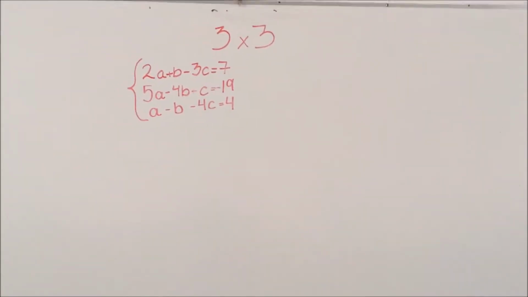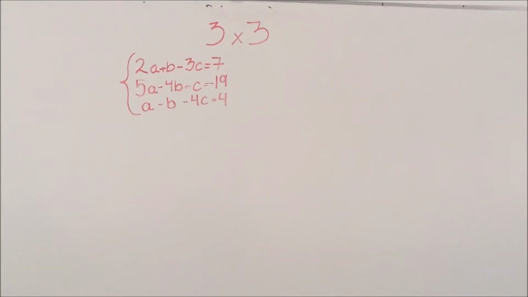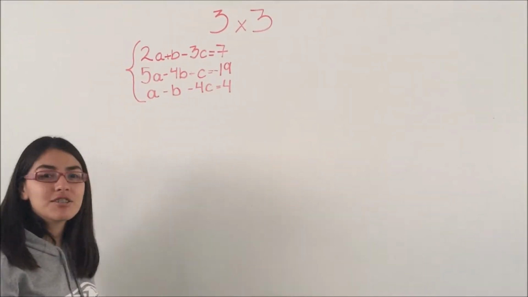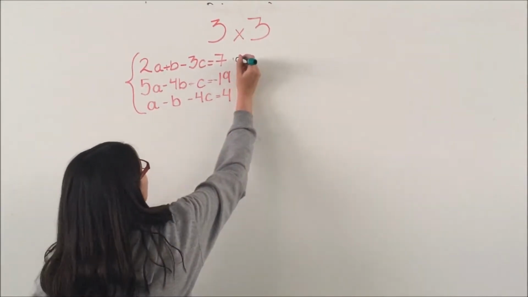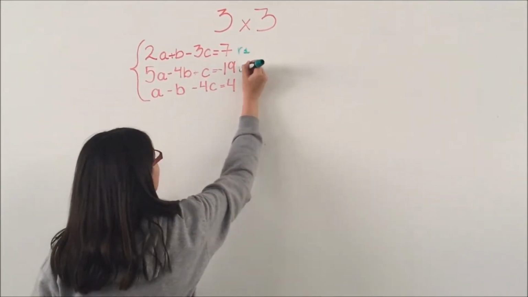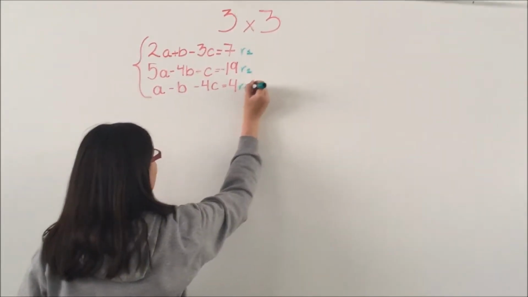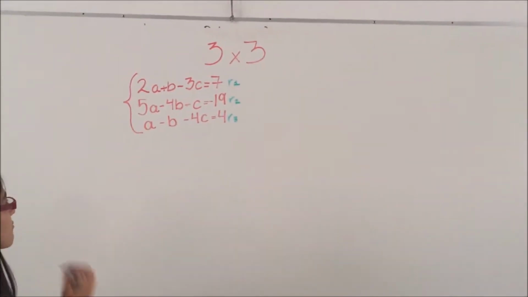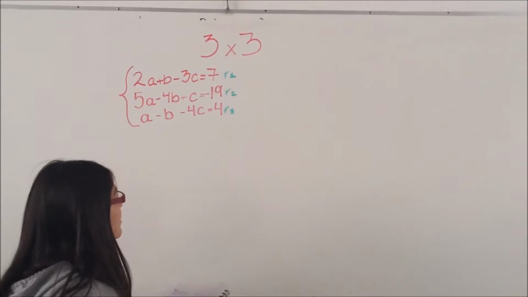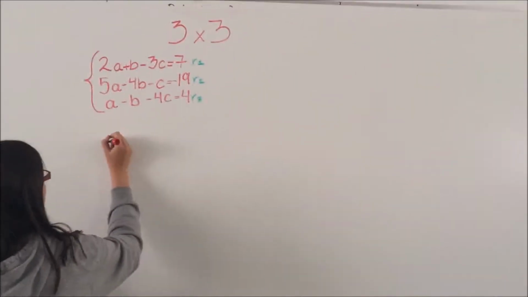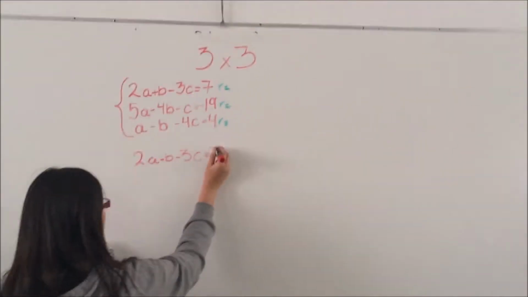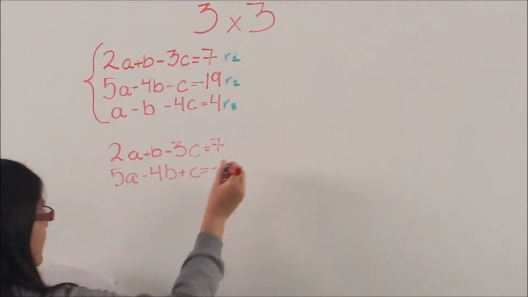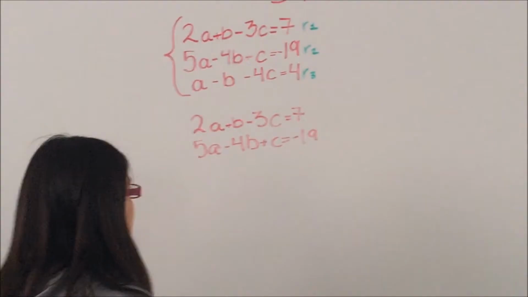This is a 3 by 3 equation that we're going to solve by addition and subtraction methods. We're going to name each equation R1, R2, and R3. We have to choose a pair of equations, and in this case, we're going to choose R1 to solve by the addition and subtraction method.